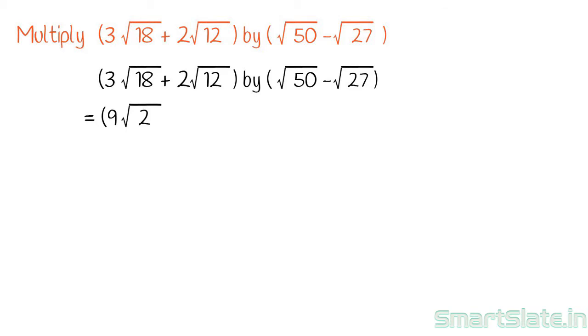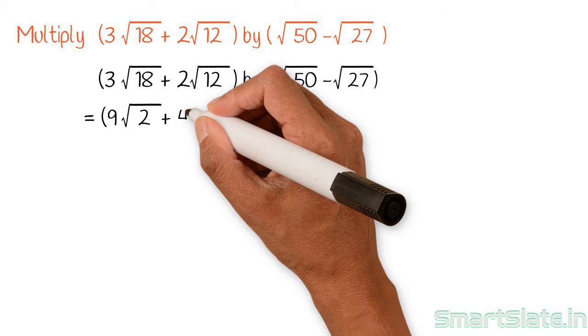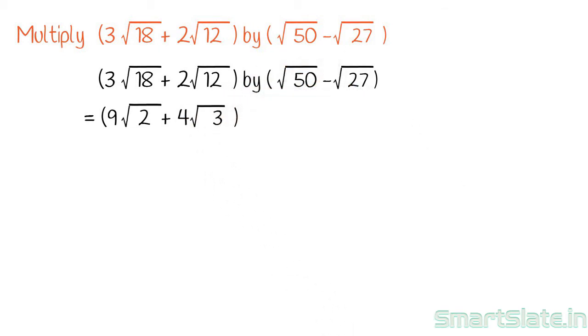2 into square root of 12. 12 can be factorized as 4 into 3. 4 is a perfect square of 2. Hence, 2 into square root of 12 is equal to 2 into square root of 4 into 3. It is 4 into square root of 3.